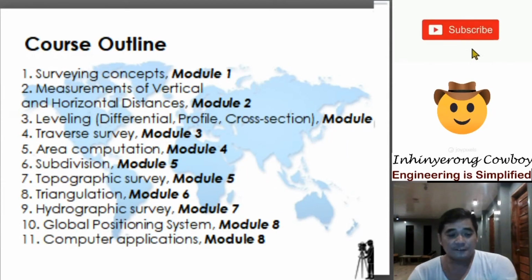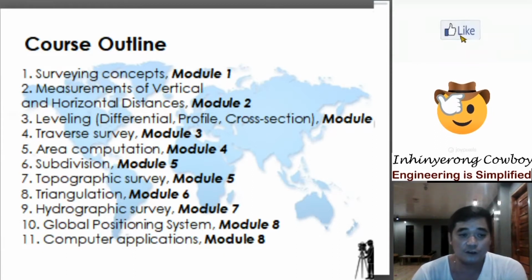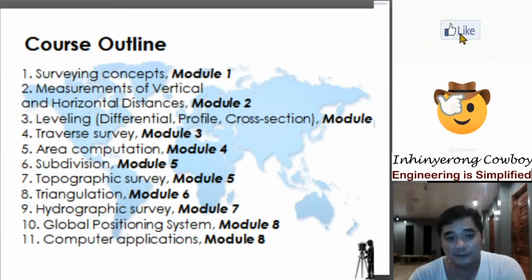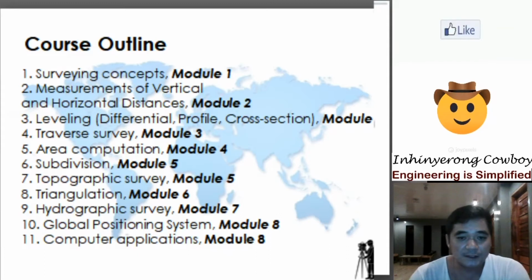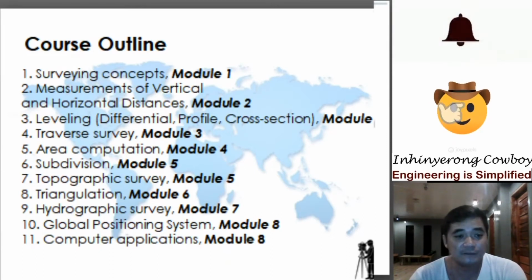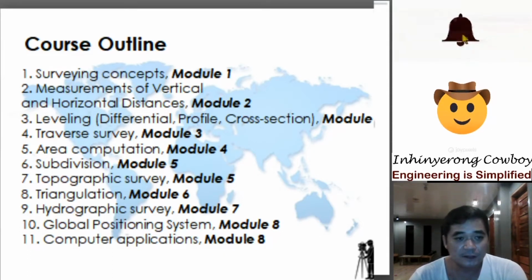Okay, so for this discussion, guys, we will have an 8 module. So these are the topics. We have 11 topics. The topics are compressed so that in this short period of time, we can learn and know the important topics of general surveying. Okay, so these are the topics, guys. I will enumerate it for you.